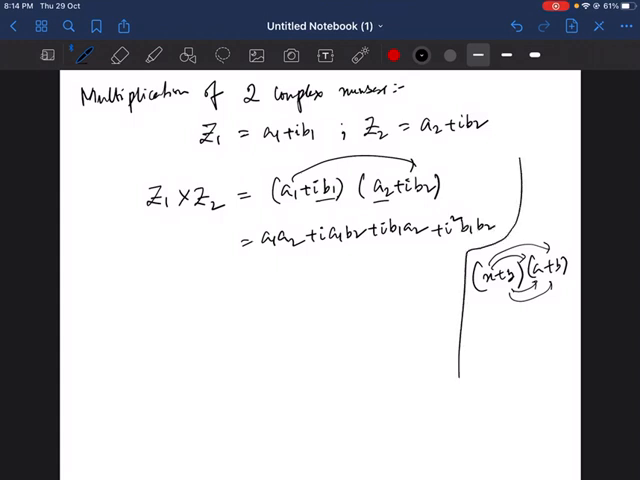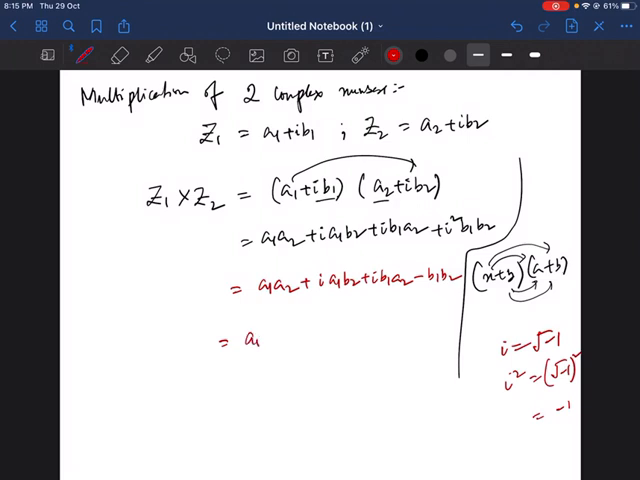Now we have to know what is i square. Look, i is square root of minus 1. So i square will be what? This is my i square and that is nothing but minus 1. So what we have? a1 a2 plus i a1 b2 plus i b1 a2 minus b1 b2. This is what we have. So i square is minus 1. If I have to write it nicely, the real part I will write together, a1 a2 minus b1 b2, plus i taken common, a1 b2 plus b1 a2. So that's how we multiply two complex numbers.